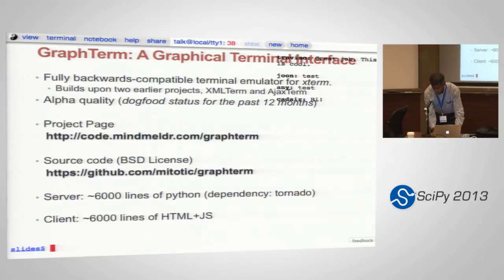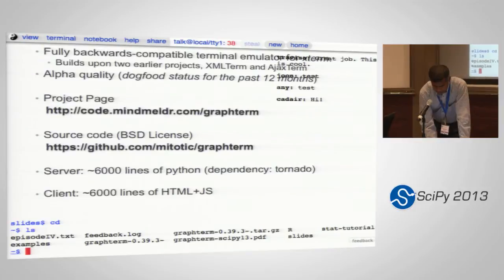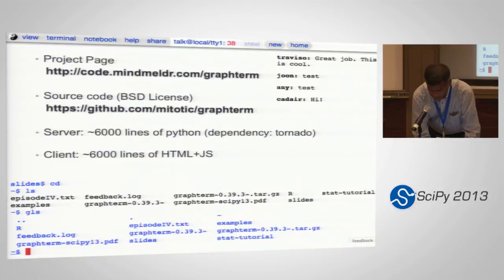So what I'm going to do now is to show you what the terminal looks like. Normally, if you see, this is all the files on this Amazon Cloud instance, and you see a bunch of file names. And what I wanted was to have them clickable. So there's a command called GLS, which makes them clickable.